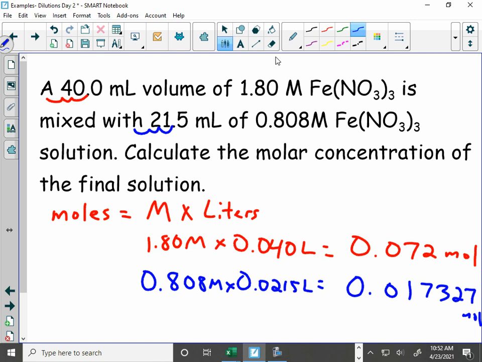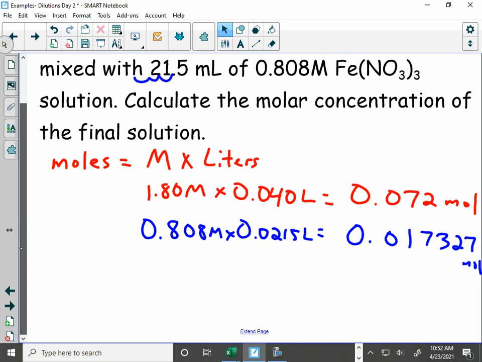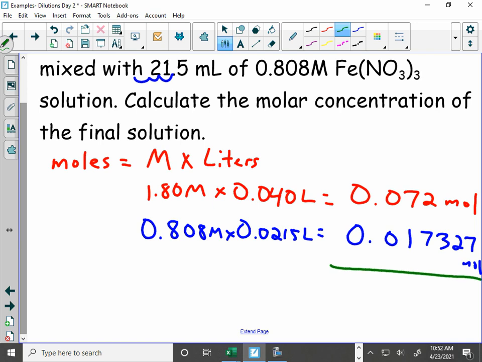So I have the number of moles in each one of those. What I need to do now is find the total number of moles. So I'm going to add those two together. So my total number of moles is 0.089327.